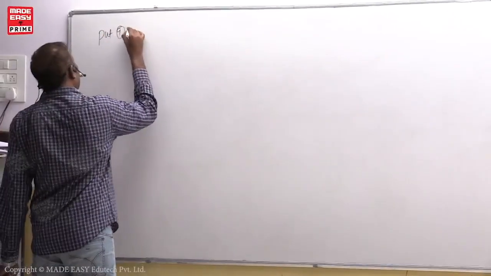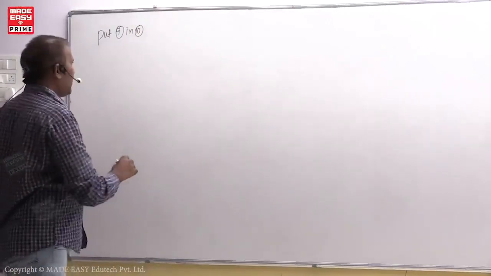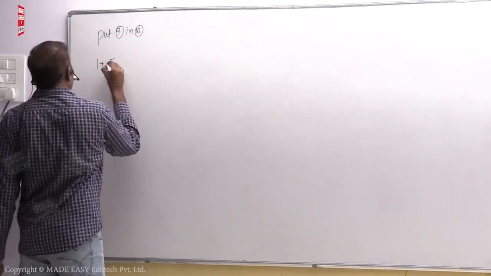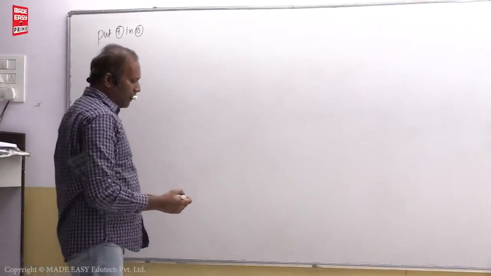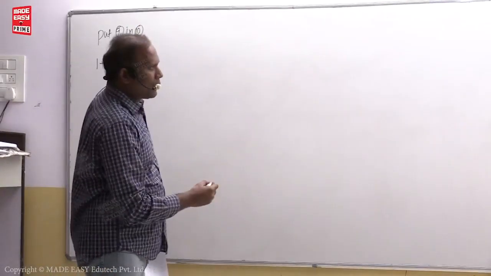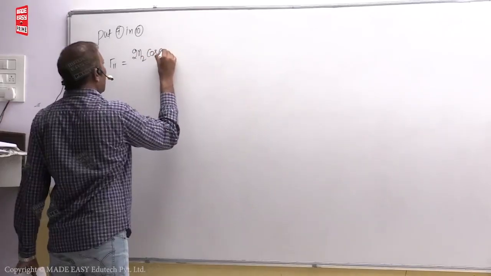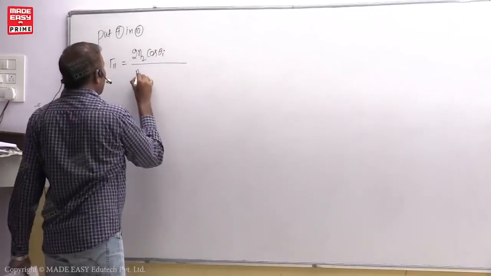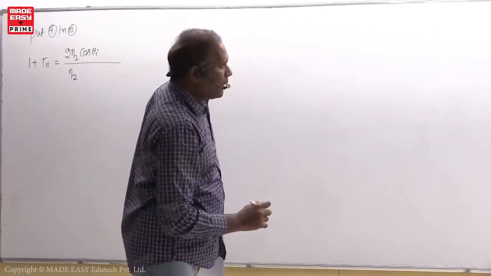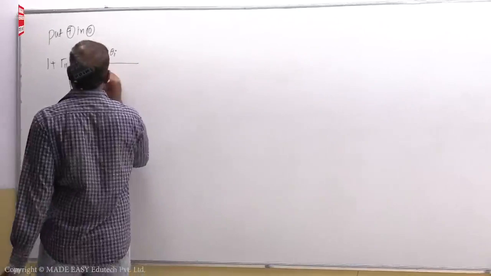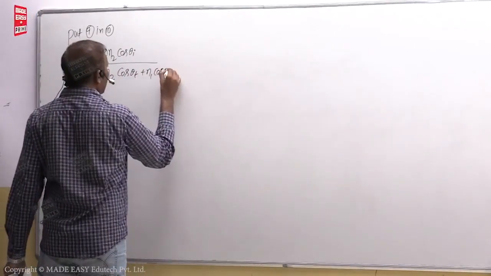Put equation 9 in 10. So you have to substitute equation 9 in 10. So that is 1 plus reflection coefficient parallel is equal to transmission coefficient parallel, that is 2 eta 2 cos theta I divided by eta 2, here you can see eta 2 cos theta t plus eta 1 cos theta I.